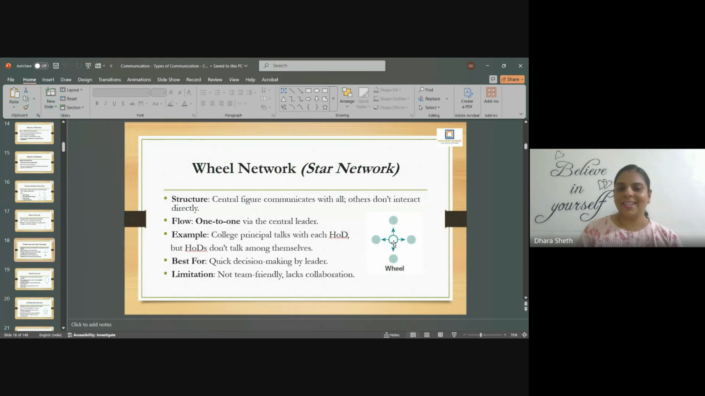Wheel network is one person talking to the group. The one-to-one via the central leader. Like college principal talks with each HOD. College principal, 5 HODs. Okay. Now each HOD talks to 5 people in their team. That way. But the HODs don't talk amongst themselves. That's a wheel network. College principal talks to 5 HODs. HODs are not talking with each other. The principal is talking to each of them. Quick decision making, not team friendly and lacks collaboration because these people are not talking with each other.